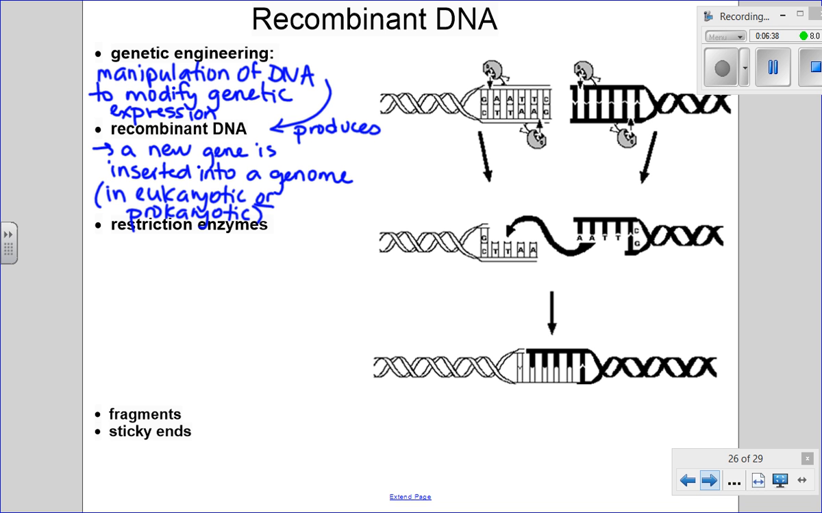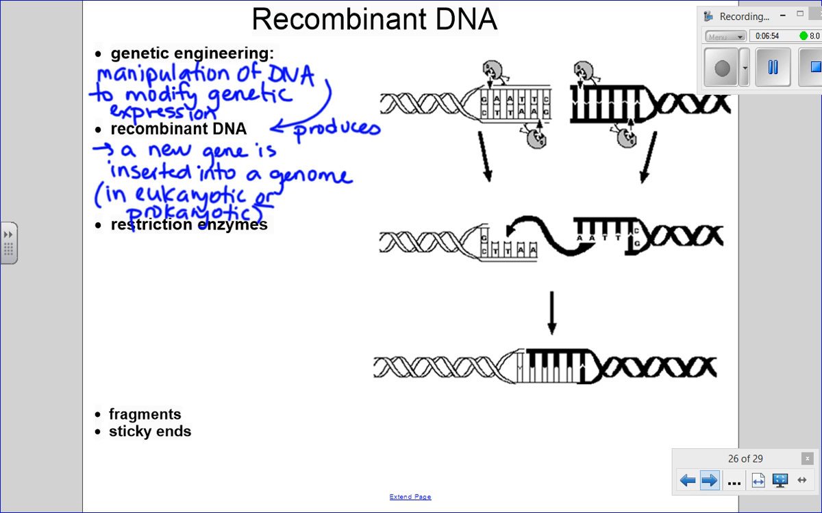So this process could apply to both types of cells. And sometimes it's between the two types of cells. So how do we get a new gene inserted into a genome?